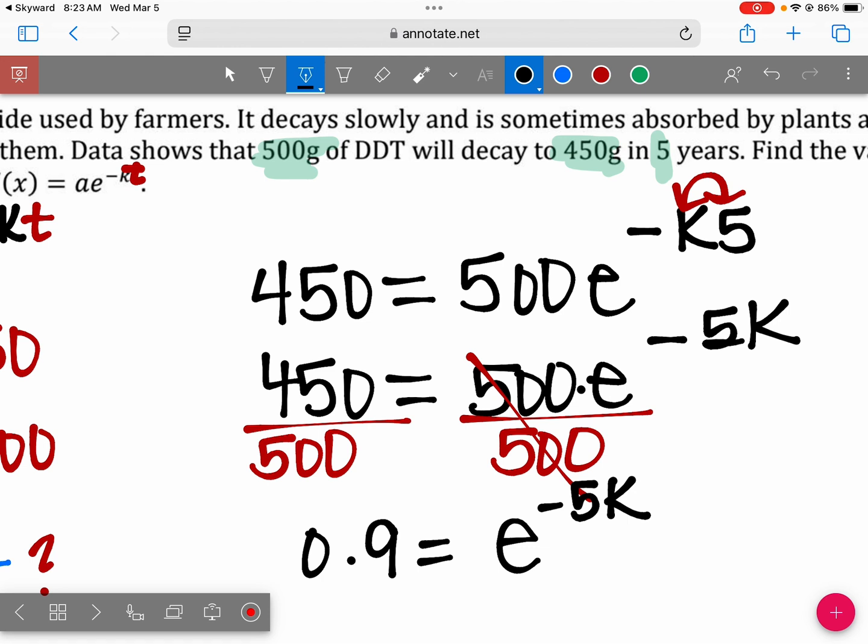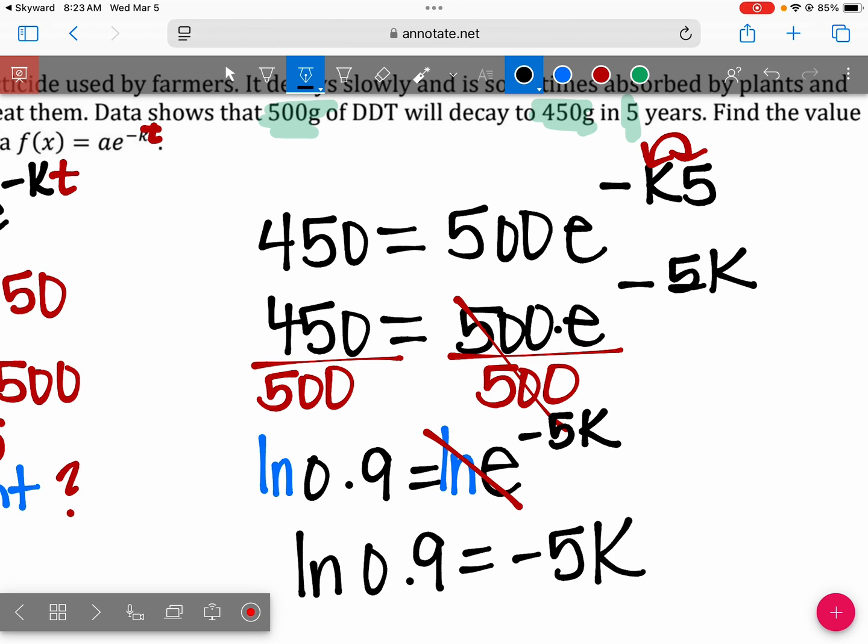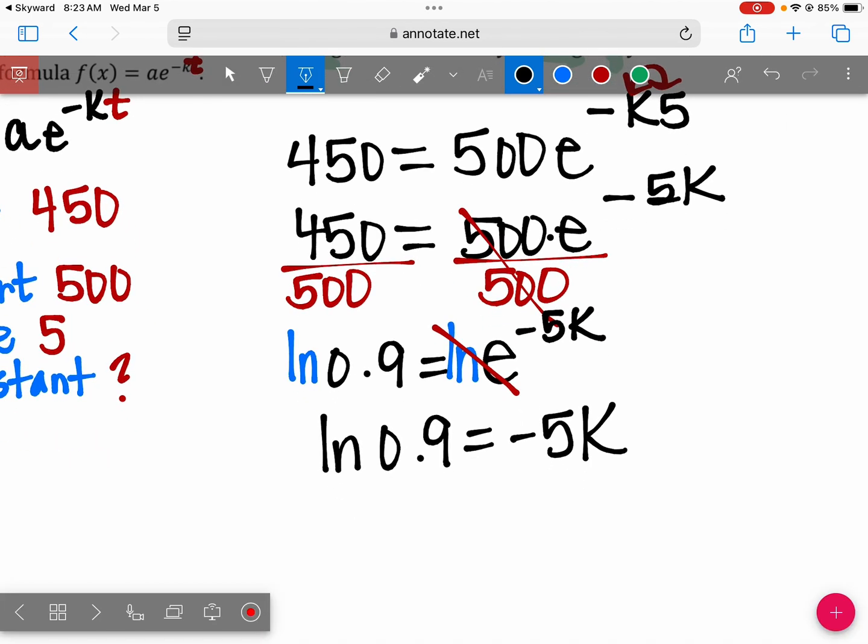So who remembers from yesterday, what did I say? What log is the opposite of e? A common log or a natural log? Natural log. Let's put a natural log in on both sides. Has to be an LN, not a LOG, but an LN. And what that's going to do is cancel this out. So now I have natural log of 0.9 equals a negative 5k. So that negative 5k isn't an exponent anymore. So my last step would just be to divide by negative 5.